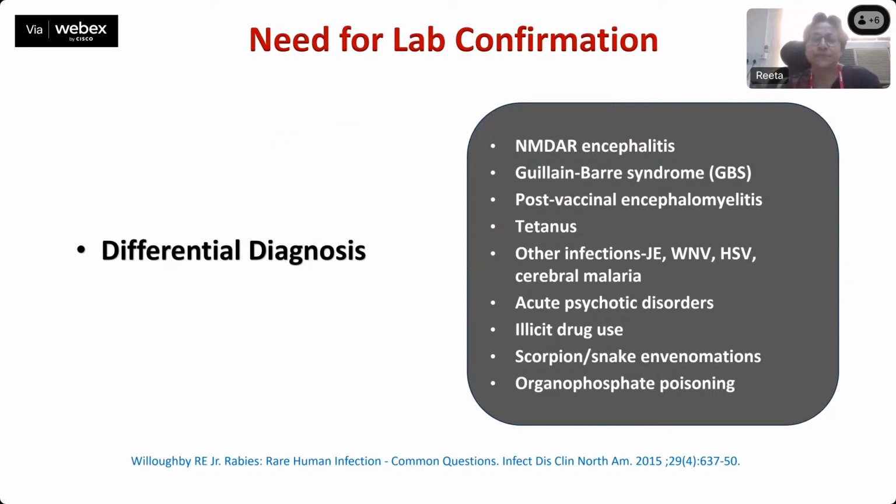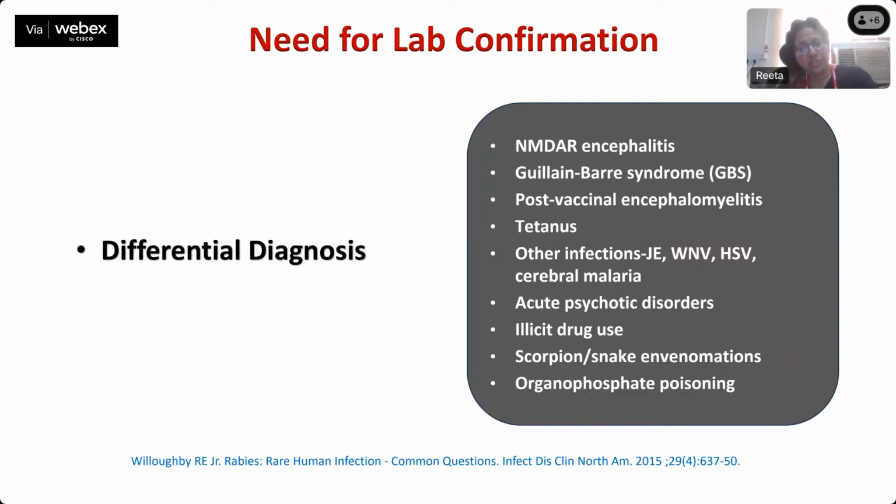Next slide, please. Dr. Sajid has very nicely given us a comprehensive overview of the clinical features. So, why is there a need for laboratory confirmation of rabies? As he mentioned, several clinical conditions can mimic a diagnosis of rabies. Some of them include Guillain-Barré syndrome, which he mentioned can mimic the paralytic form of rabies. Also, post-vaccinal encephalomyelitis can mimic this condition. In recent years, we are also aware of autoimmune encephalitis, especially NMDAR encephalitis, which can mimic rabies.